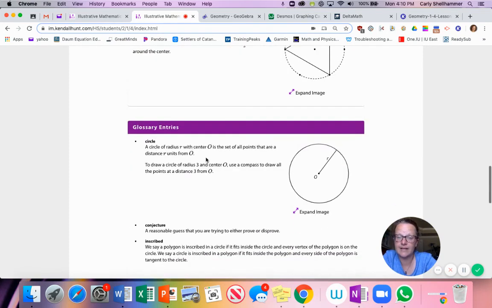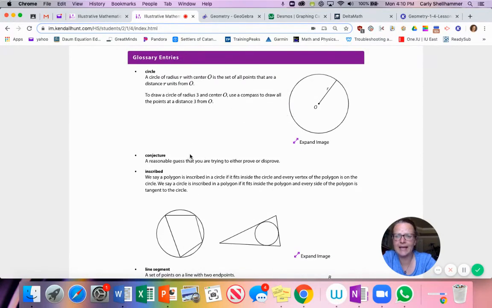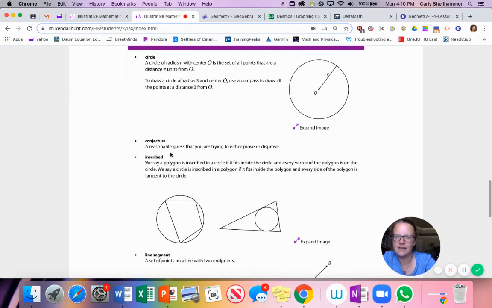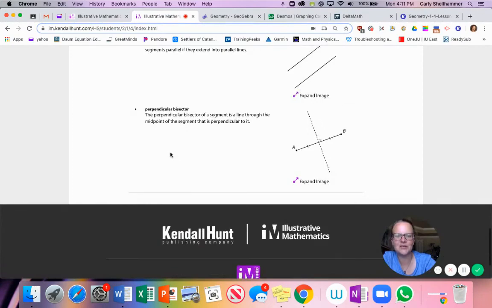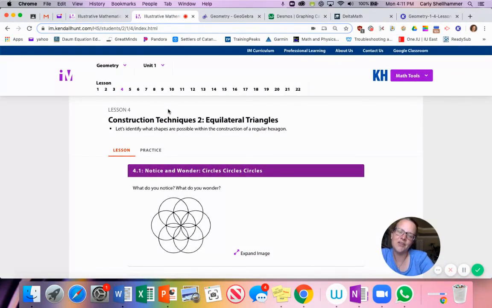And I'm still looking at that dot down in the corner. And then our glossary. Okay, I'm going to add a few things. Inscribed. I think we already have circle and conjecture, but I'll make sure they're in there. All right, constructions. I love that you're getting sort of an easy entry into geometry. All right, good job.